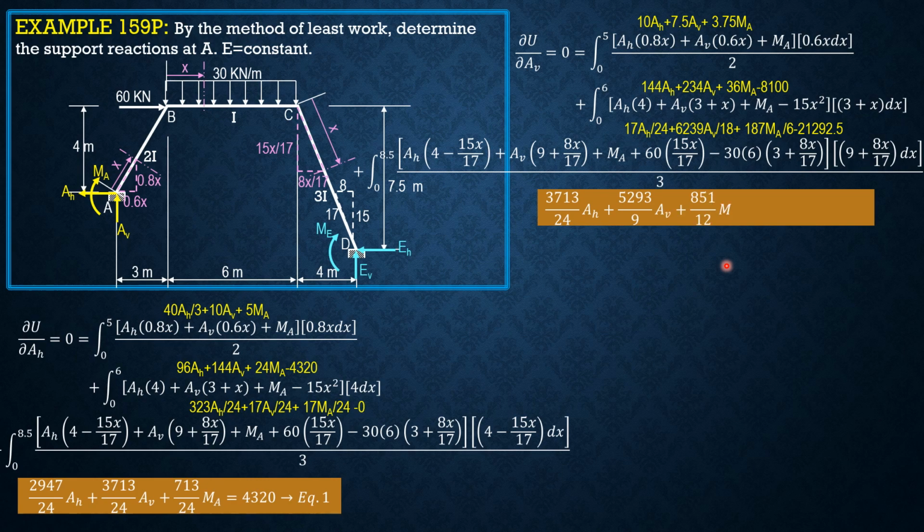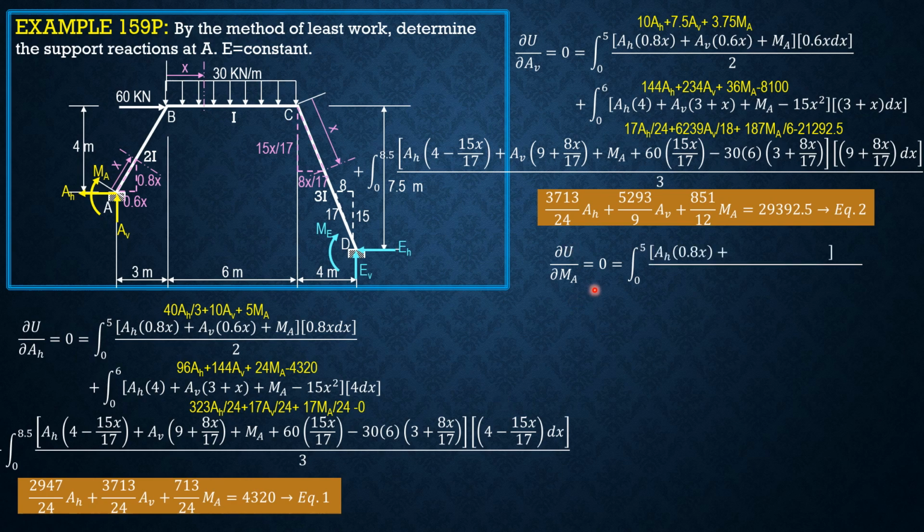Combining like terms, setting up the second equation, we have 3713 over 24 AH plus 5293 over 9 AV plus 851 over 12 MA equals 29392.5. So that is equation 2.